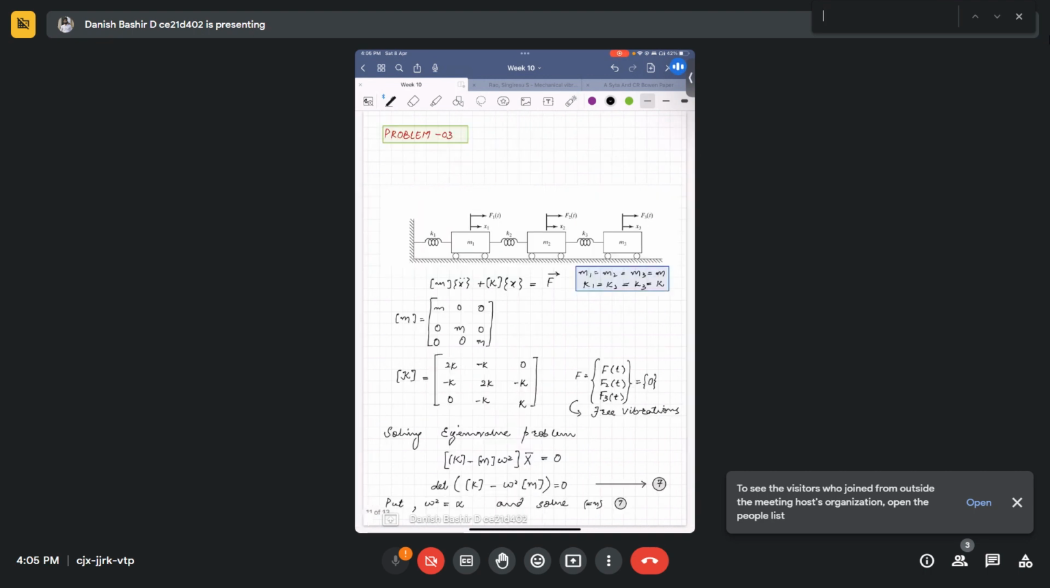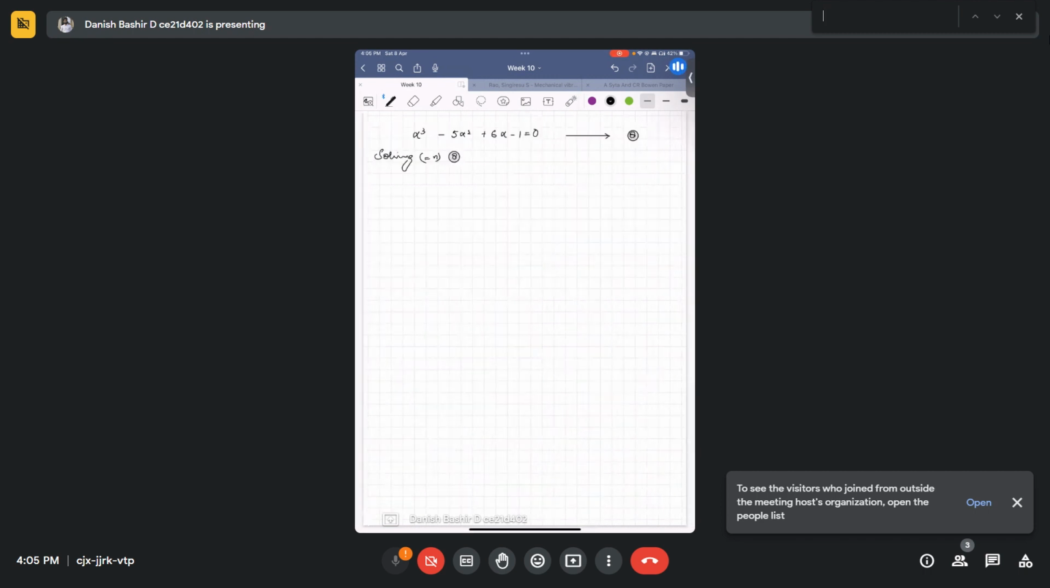We are not putting alpha, we are putting m omega square by k equal to alpha. This will reduce our computations very much. So the alpha values are: alpha 1 will be equal to 0.198, alpha 2 equal to 1.555, and alpha 3 equal to, because it's a cubic polynomial, we will have three roots, 3.249.